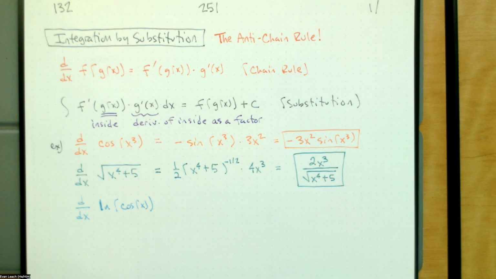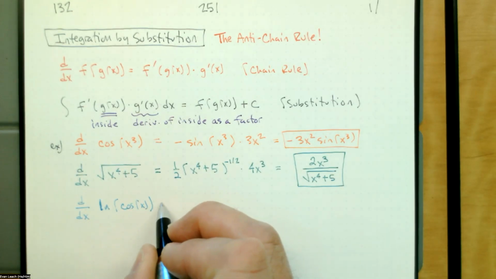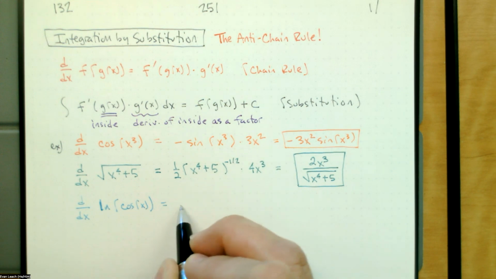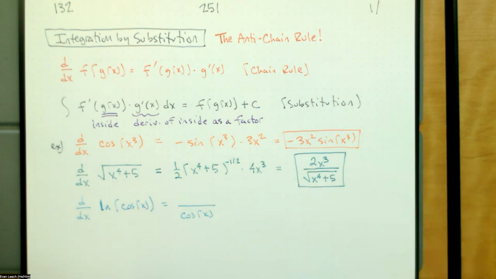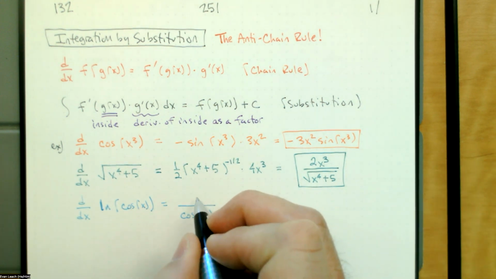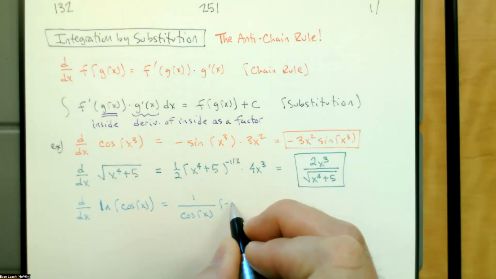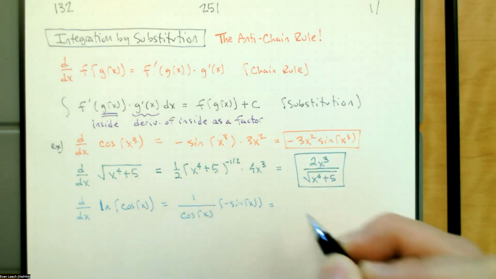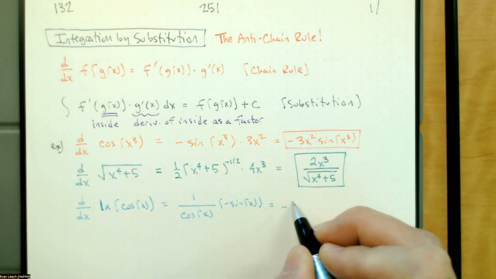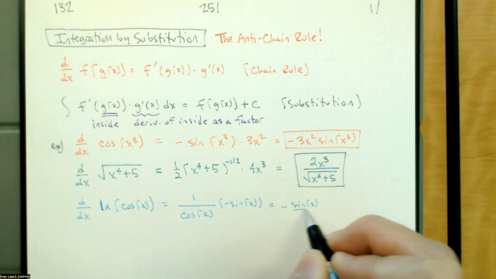So in the third one, it's a little bit different because I don't have polynomials. I've moved the cosine from the function that's on the outside to the function on the inside. So that's the point of this third one. And we have the derivative of natural log of a thing is 1 over that thing times the derivative of that thing. And the derivative of that thing in this case is negative sine x. So I'll have negative sine x over cosine x.